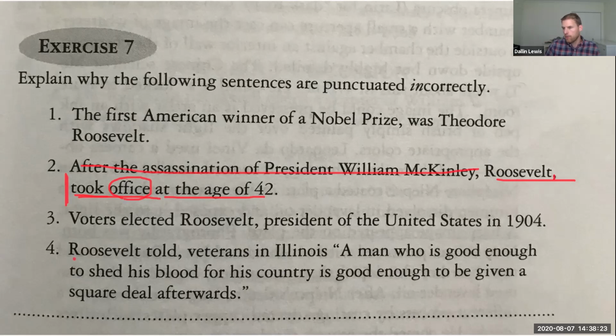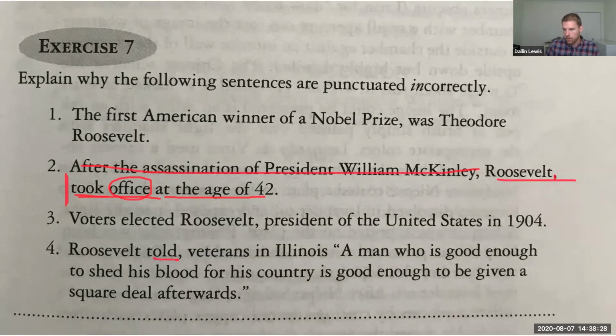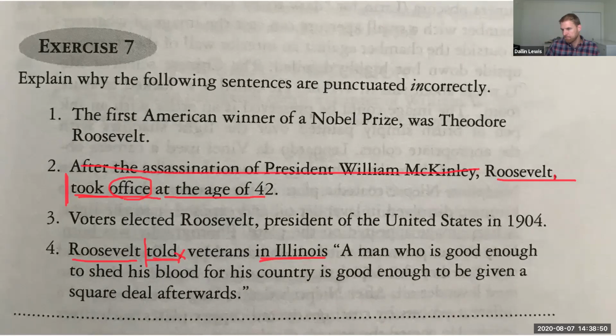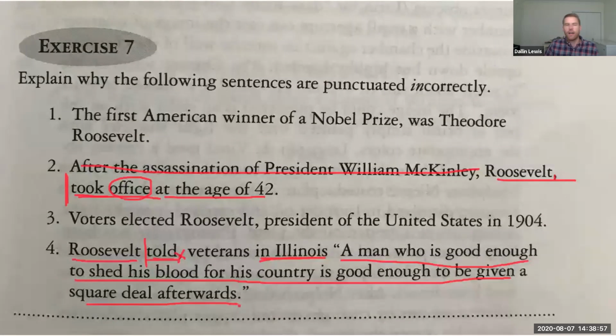Finally, Roosevelt told veterans in Illinois. In this case, the verb here is told. Roosevelt is the subject, and it's pointing out that you would not put a comma between a transitive verb and its direct object. Fair enough. Roosevelt told veterans in Illinois, that's a prepositional phrase that happens to be optional because I can move it. In Illinois, Roosevelt told veterans, same thing. What did he tell veterans? A man who is good enough to shed his blood for his country is good enough to be given a square deal afterwards. I did the sentence too fast because I messed it up.